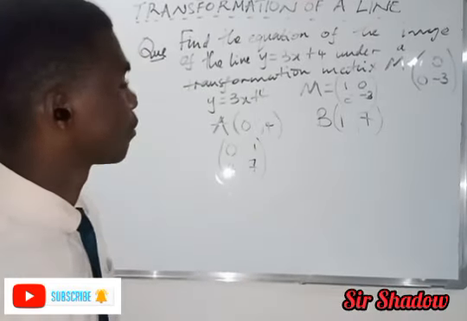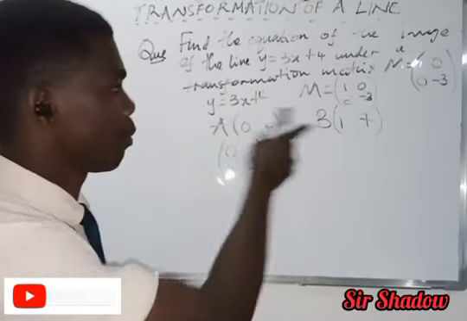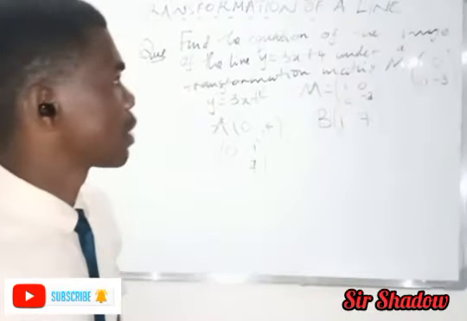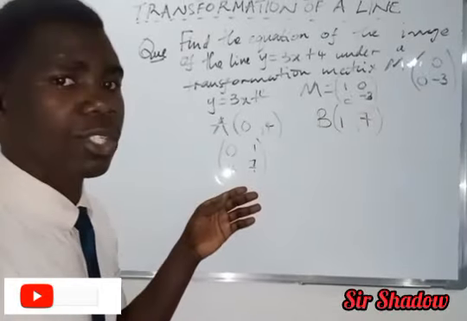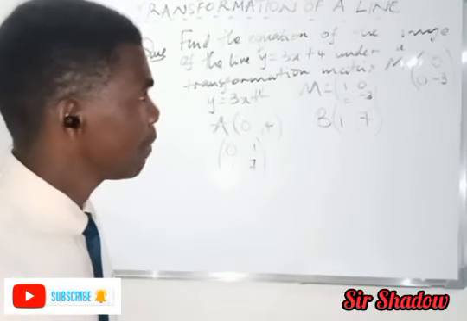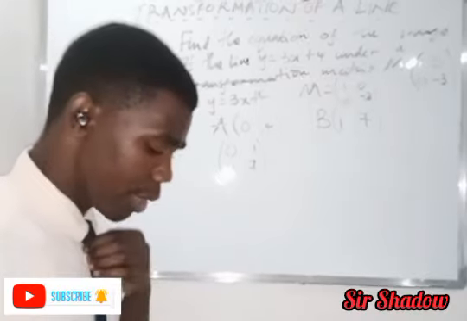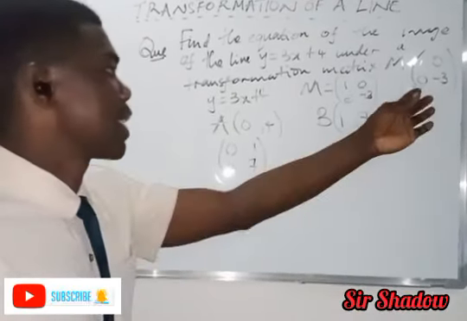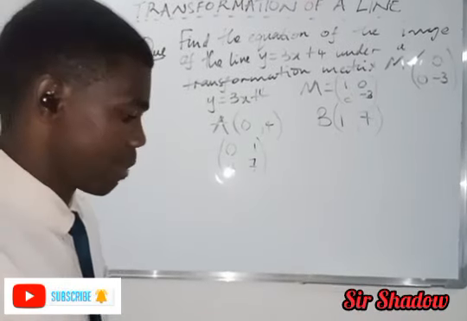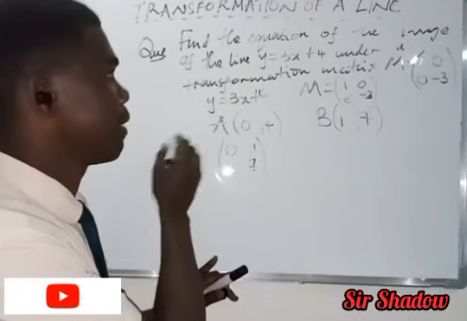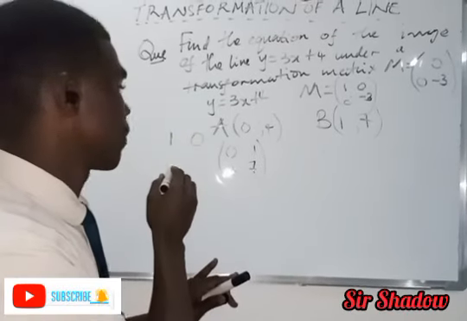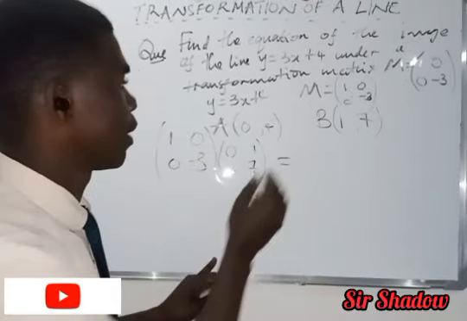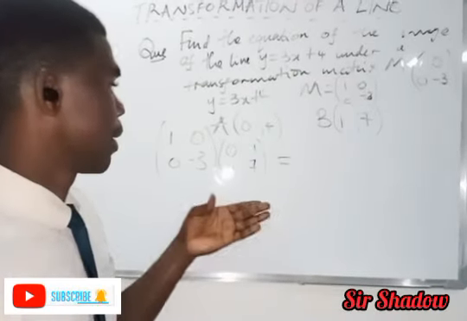Since we have this matrix M and the matrix from these 2 points, we say this matrix multiplied by this matrix, so as to get the image matrix or image coordinates. So first we have to find the image coordinates by multiplying. So the matrix M should be at the first, which is 1, 0, and 0, minus 3, multiplying this matrix.